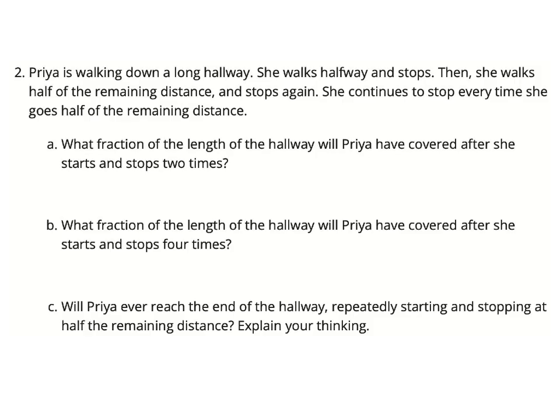Okay, Priya's walking down the hallway. She walks halfway and stops, walks halfway, stops, walks halfway, stops. After she starts and stops 2 times, you have 1/2 of the hallway plus half of a half, which is 1/4, giving you 3/4. If she does it 4 times, it's going to be 1/2 plus 1/4 plus 1/8 plus 1/16, which is 15/16. And then, will Priya ever reach the end of the hallway?